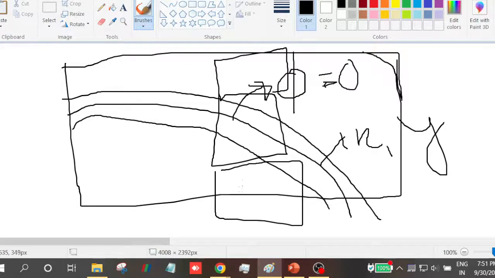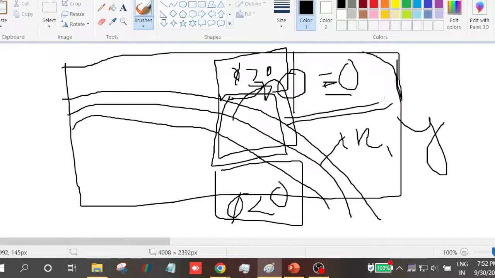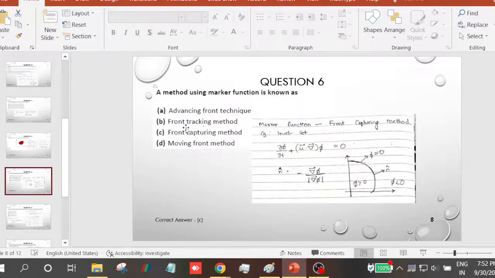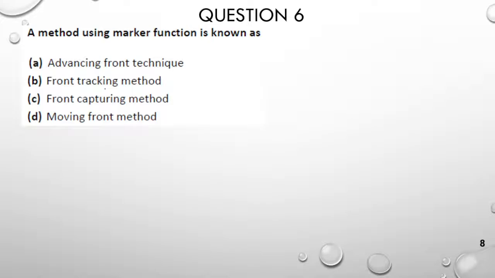So when you come to the below grid point you will see that the phi value goes below 0. If you go above, the phi value goes above 0, and only at this grid point you have phi equal to 0. So you are capturing the interface. I am just capturing the interface, so that is what is being told. That is why in this particular question I think option C should be the correct answer, not the front tracking method.